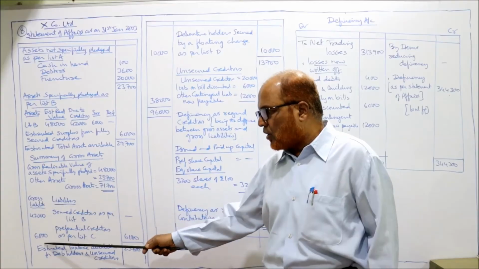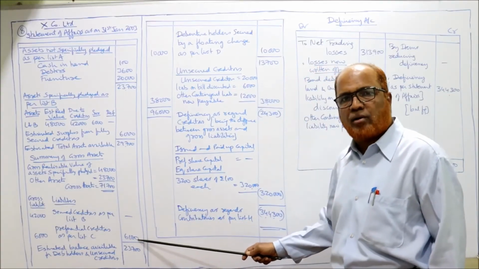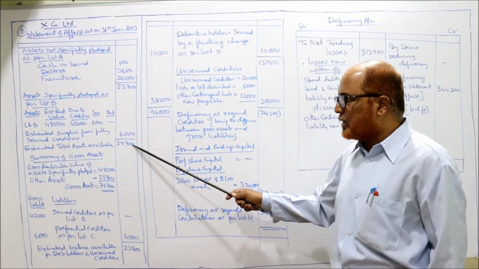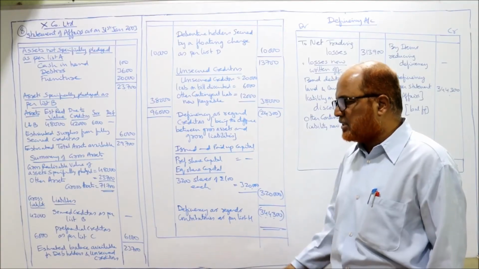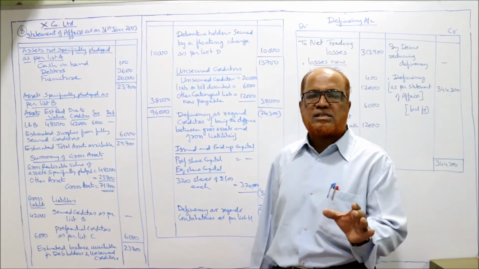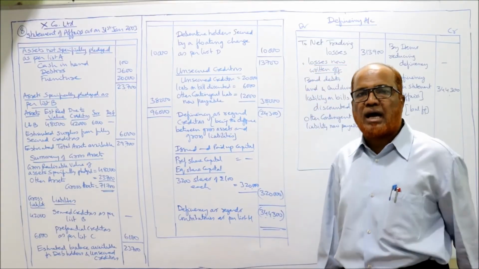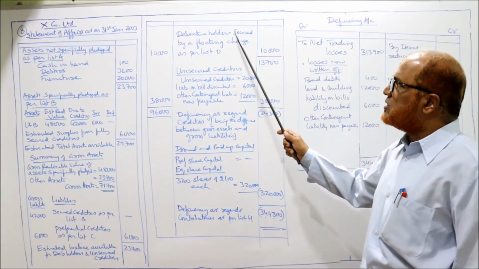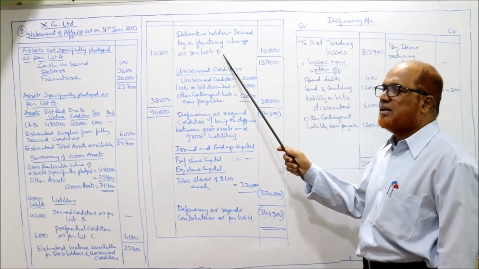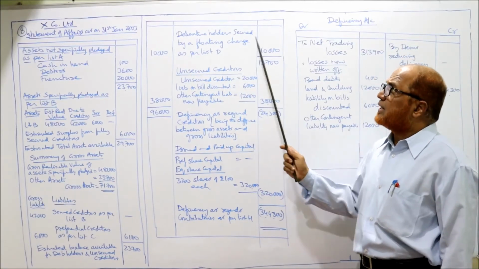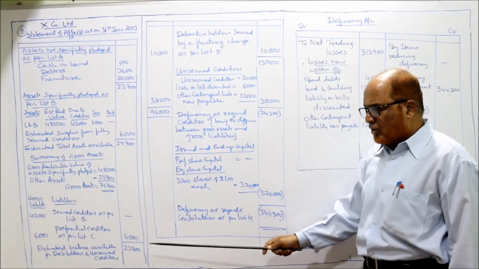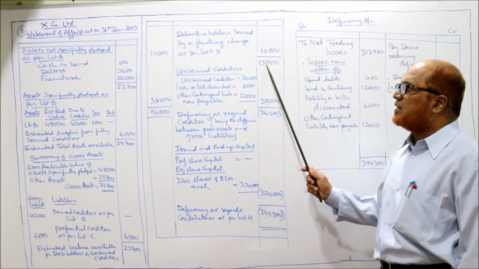Both the columns, gross liability column and estimated to rank column. So subtract 6,000: 29,700 minus 6,000 is 23,700. This is the balance available for making the payment to debenture holders and unsecured creditors. Next, debenture holders secured by floating charge as per list D, given in the problem, 10,000. So minus, 23,700 minus 10,000 is 13,700.